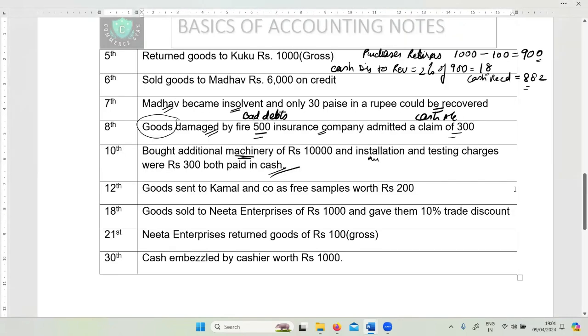On 12th, what is happening? We are sending goods to Kamal and company as free samples, 200. Don't get confused with the wording of Kamal and company. We don't need this at all. What we need is goods and this part of free samples, meaning the advertisement amount, right? So two accounts here are advertisement account and goods account, and amount is 200.